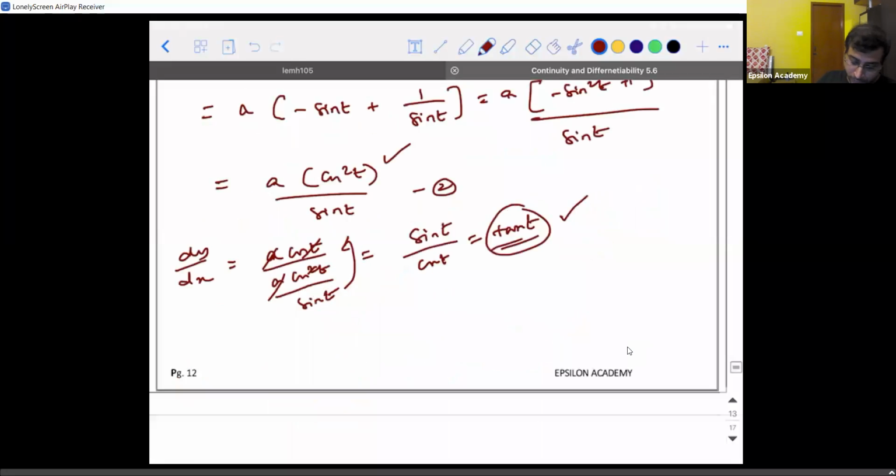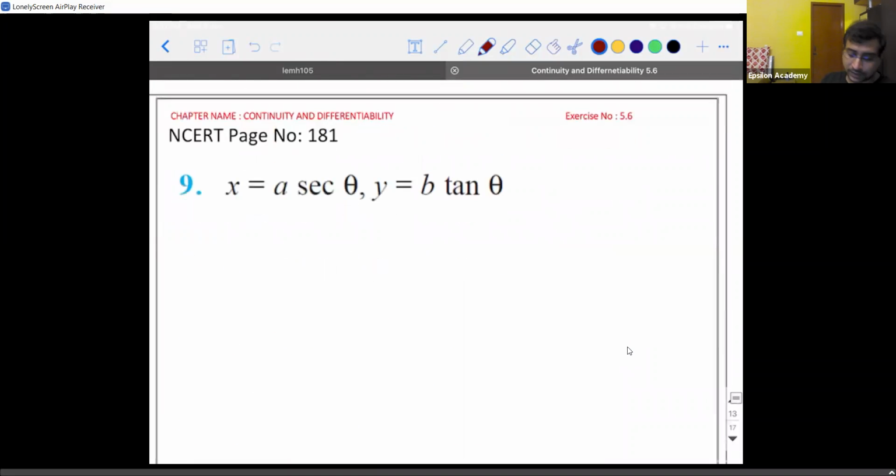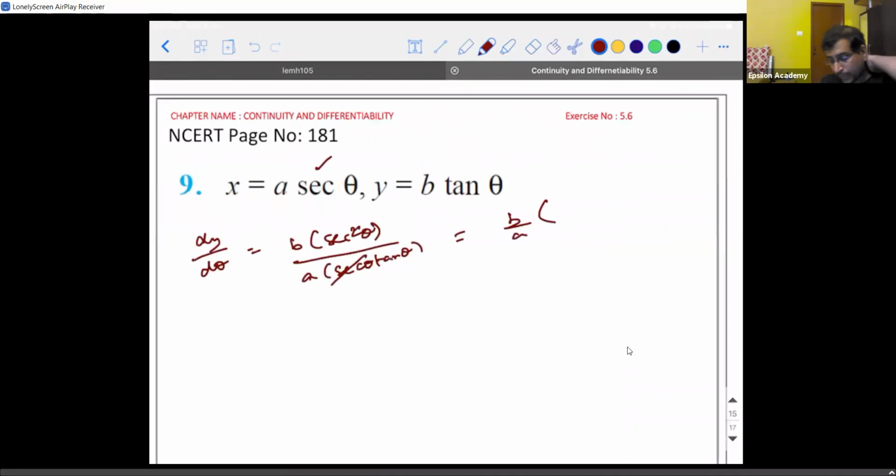Okay. Proceeding to the next problem. I think this is easy. X is equal to a secant theta, y is equal to b tan theta. So what is dy by d theta, guys? B times secant square theta divided by a times secant theta tan theta. Cancel. So b divided by a into secant square theta; secant theta can be written as 1 by cos theta, and tan theta can be written as sin theta divided by cos theta. Cancel them. So b by a times cosecant theta will be the answer.